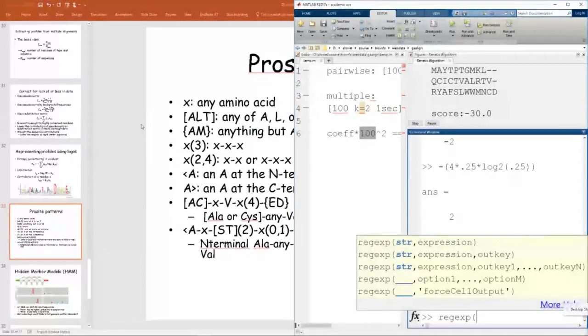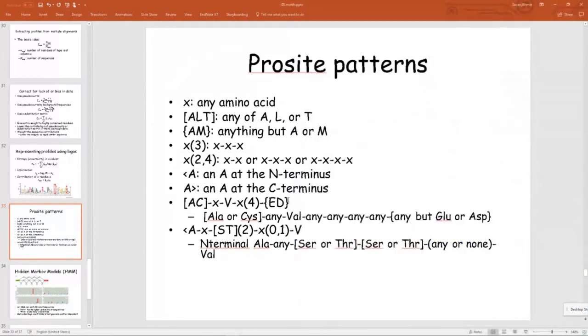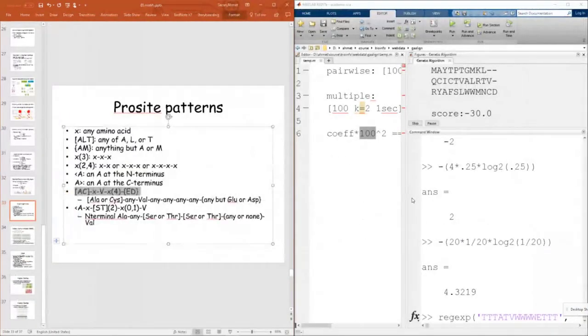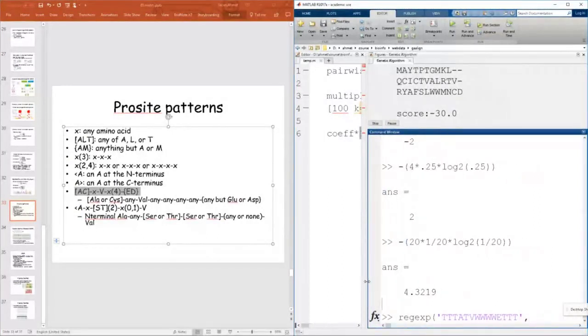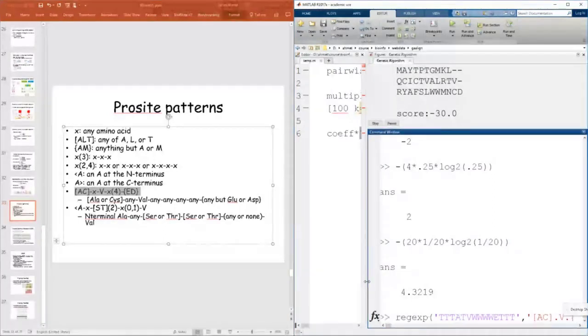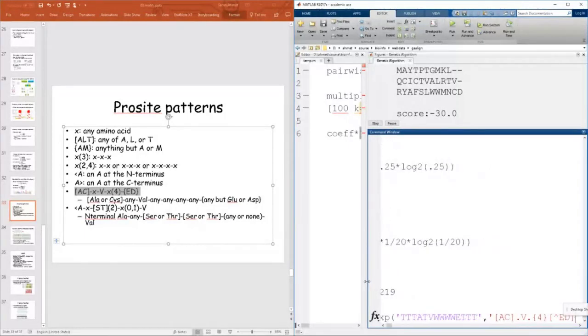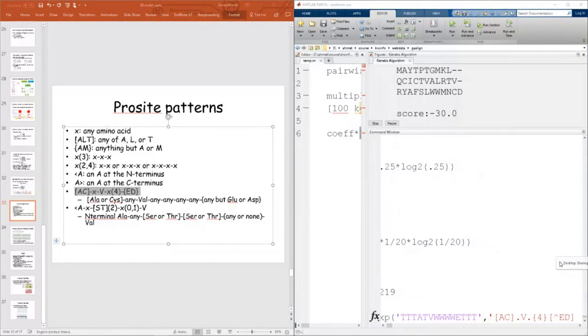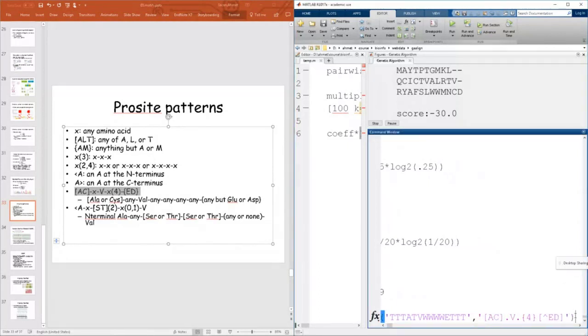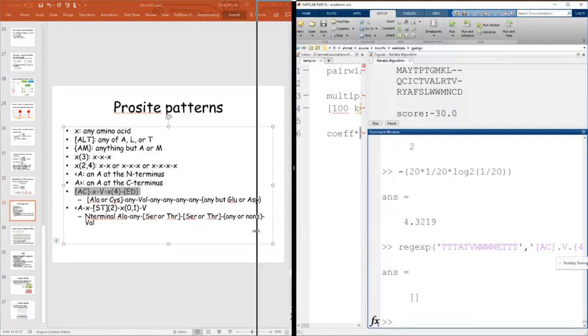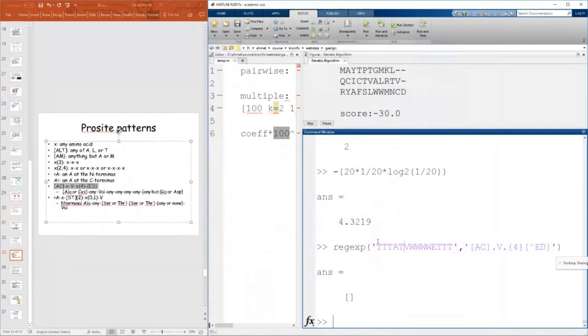You would do regexp, and then your sequence that you are trying to search in. And then I gave you this sequence, and I asked you, does it contain this pattern? You could look at it by hand, or you could write your regular expression and ask: A or C followed by anything, followed by a V, followed by any four things, followed by anything that is not an E or a D. So that's the pattern that you would write in MATLAB. And then if it finds it, it'll tell you the location. If it doesn't find it, it'll tell you, no, I couldn't find it. So this pattern is not present here.